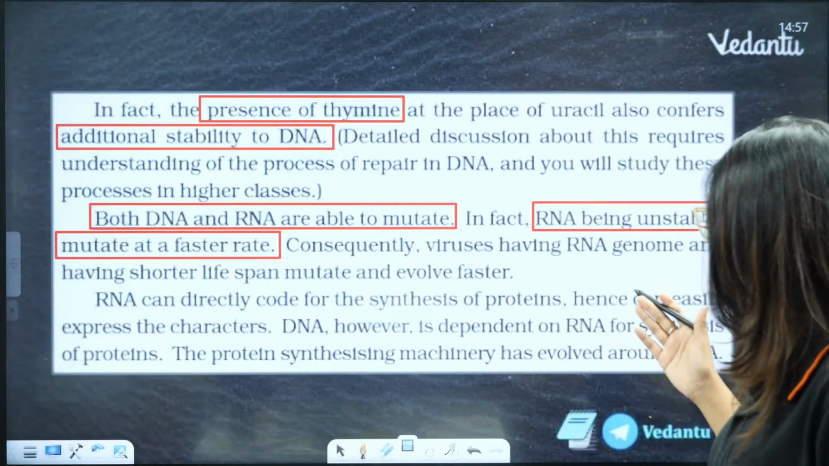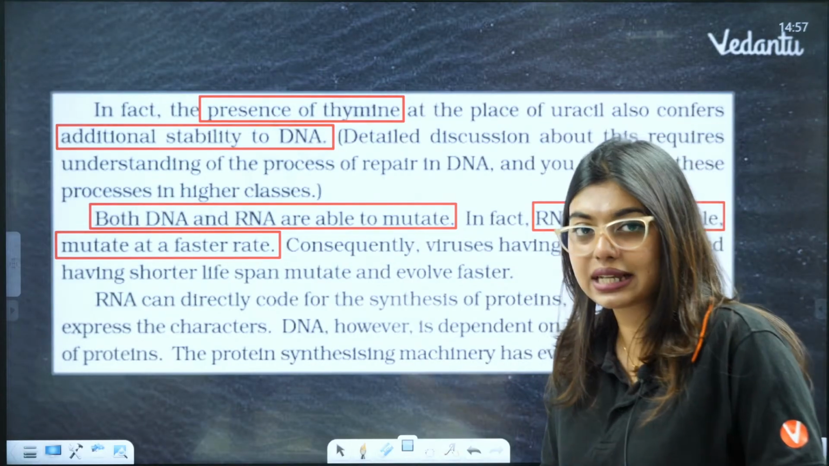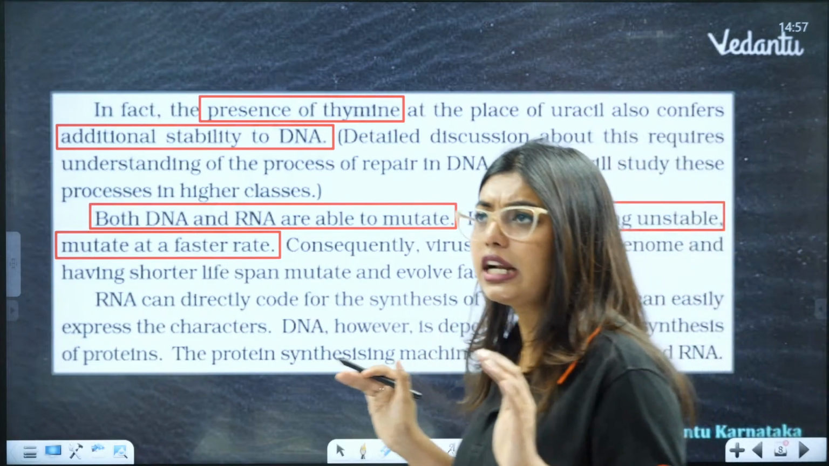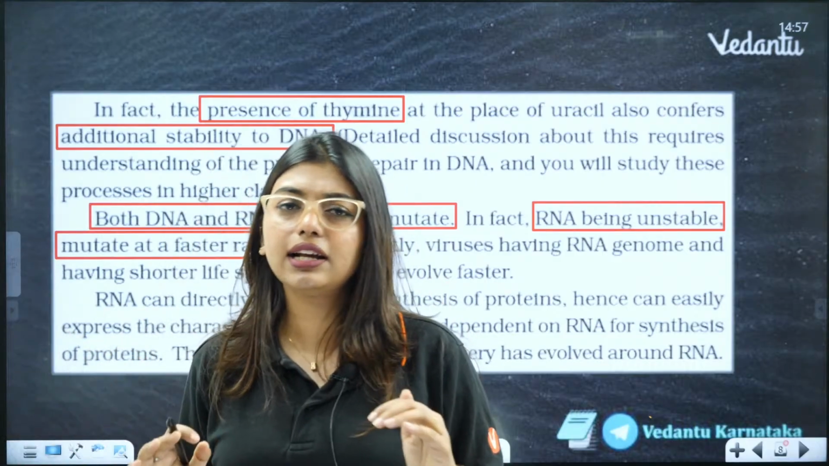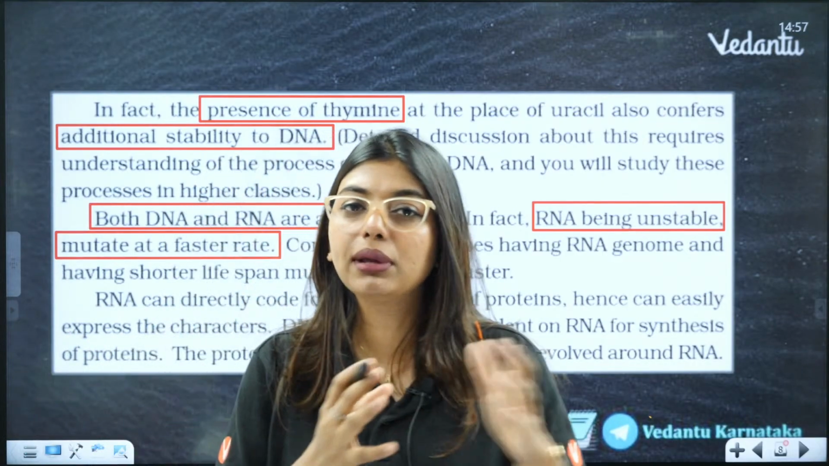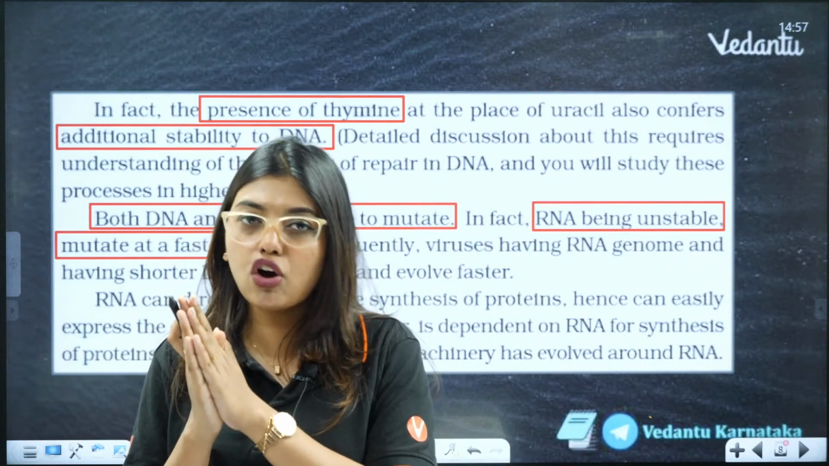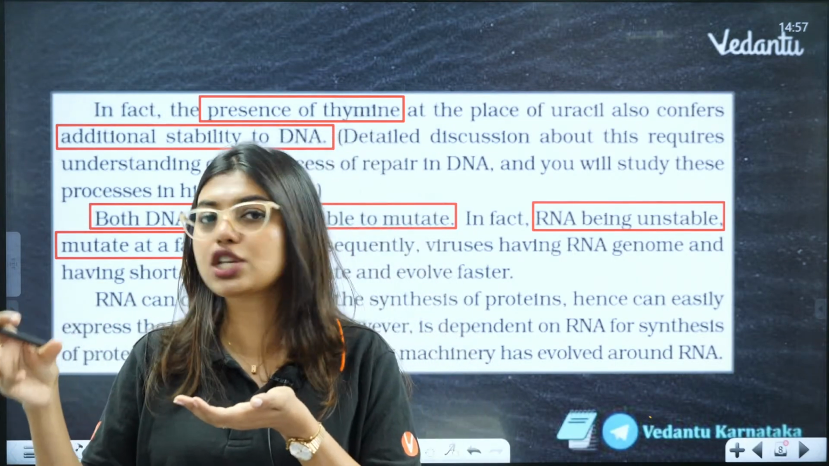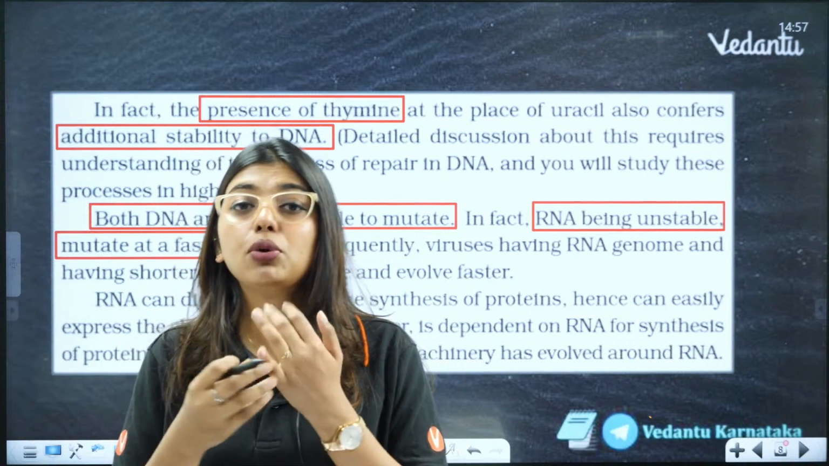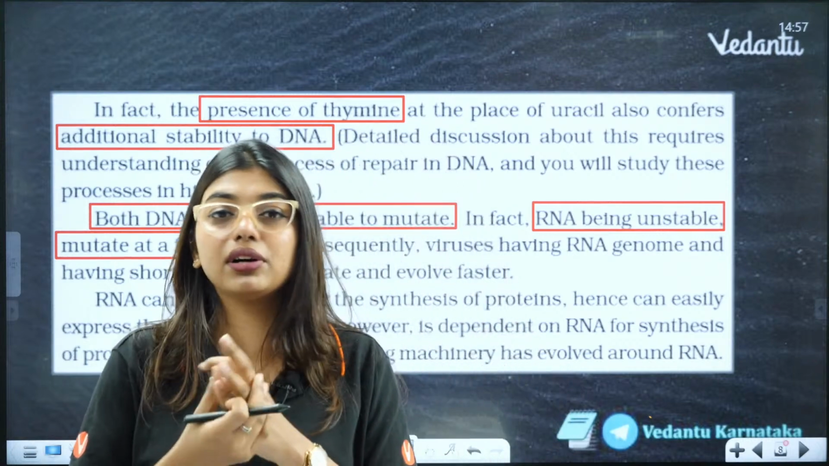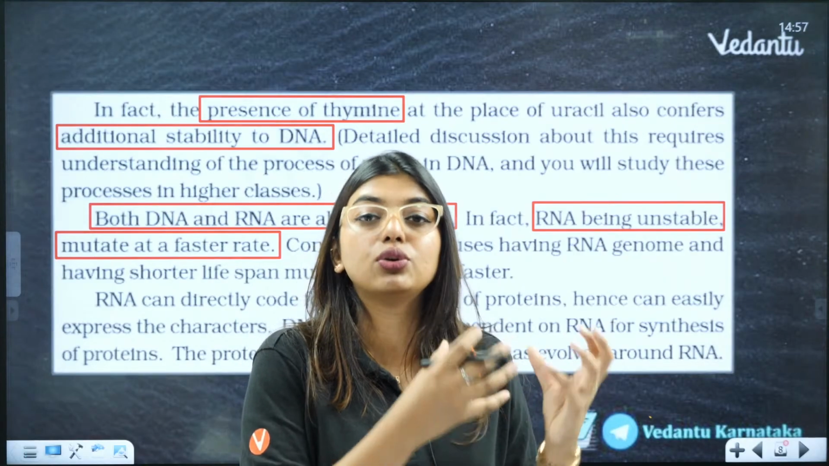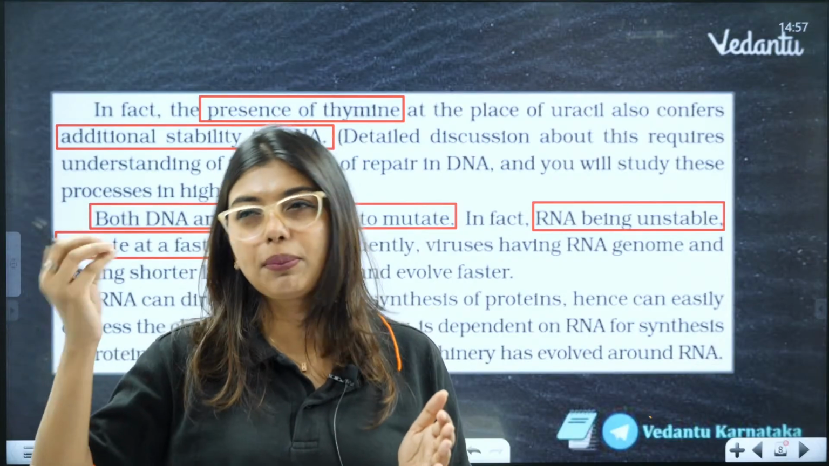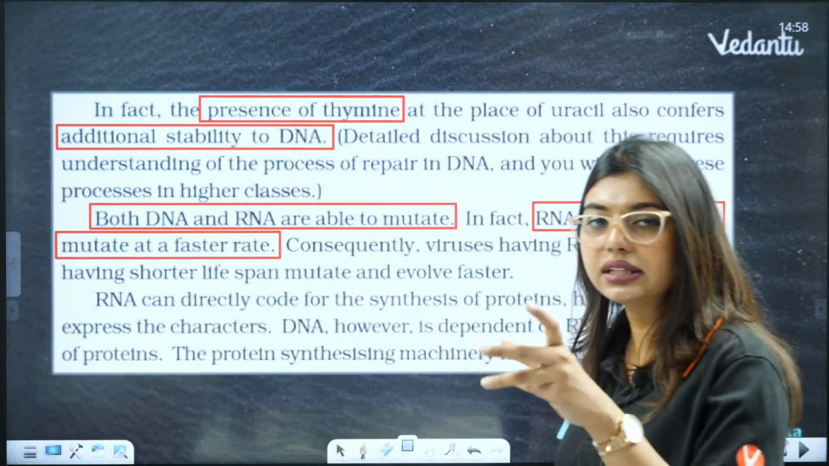RNA can directly code for the synthesis of protein, hence can easily express the characters. DNA, however, is dependent on RNA for the synthesis of protein. So we cannot say that RNA is completely useless, because RNA is helping in forming the protein. Right, now when we were studying the central dogma, we understood that RNA can convert to protein with the help of a process called translation. So RNA can behave like a messenger, adapter, catalyst. In all other processes RNA is helping DNA, but as genetic material its properties are a little less. Okay, in the criteria they are a little different.